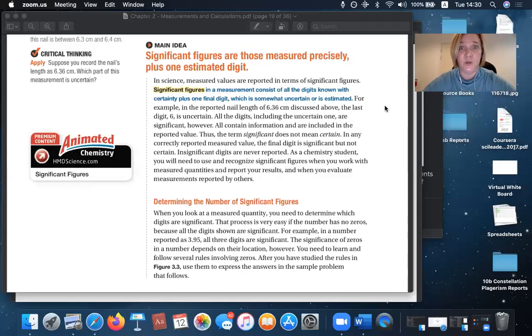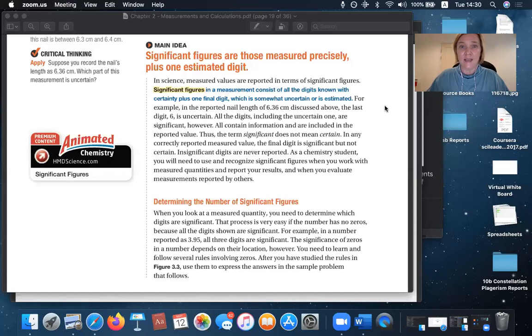Okay, so today's topic is significant figures. A significant figure helps you determine how accurate a measurement is. So when you take a measurement, the accuracy can depend. Accuracy is how close to the actual number your measurement is, okay?